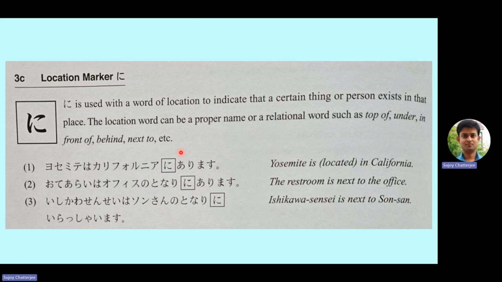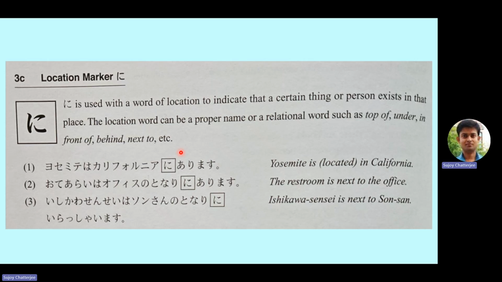Location marker ni. Ni is used with a word of location to indicate that a certain thing or person exists in that place. The location word can be a proper name or a relational word such as top of, under, in front of, behind, next to, etc. So in English we use all these words: on the top of the table, under the table, in front of the table, behind the table. In Japanese also there are specific words to describe these things, but after each of these words we have to use the ni particle. That is a common particle which will always follow the location indicator.